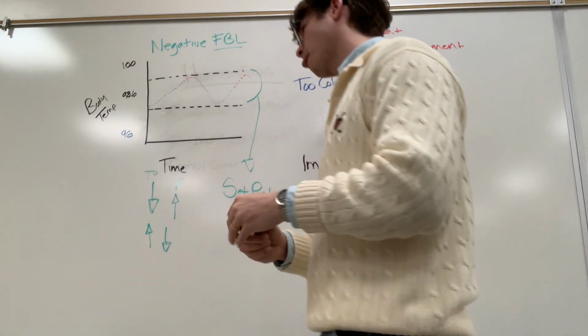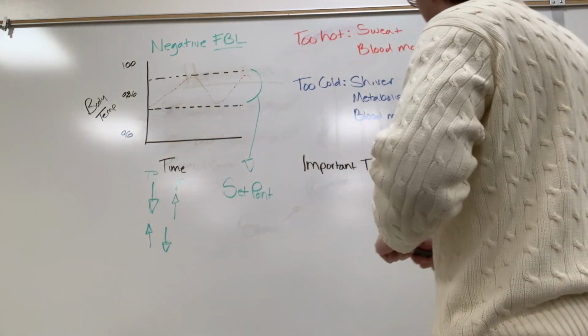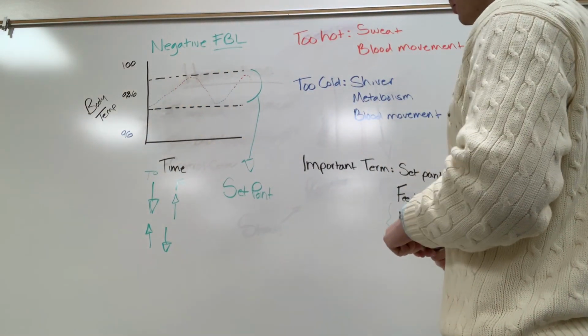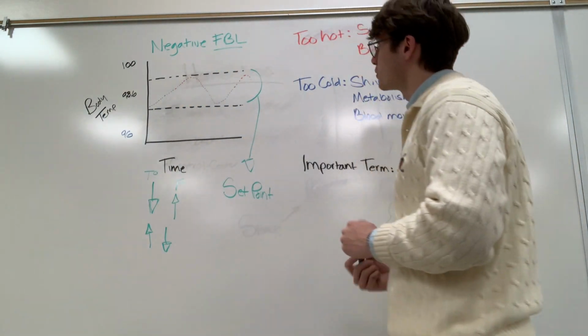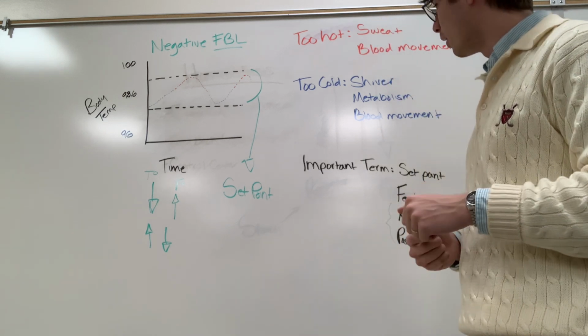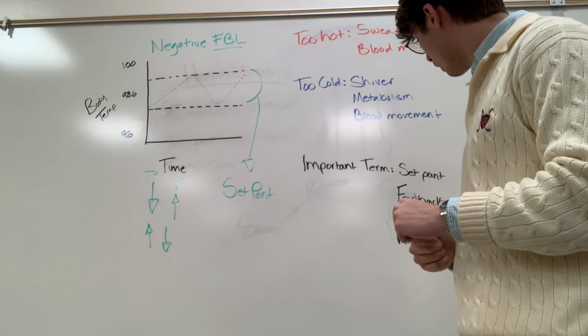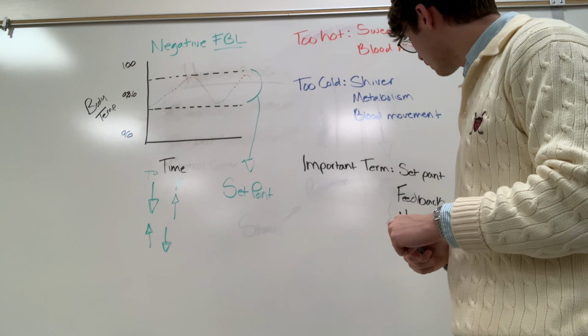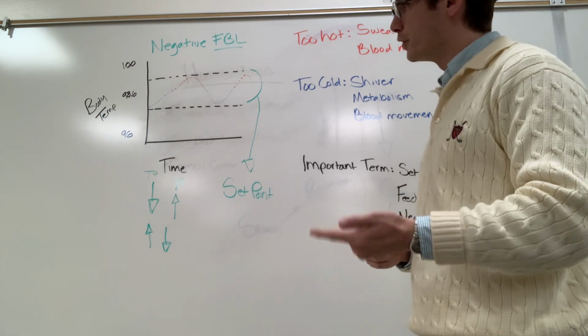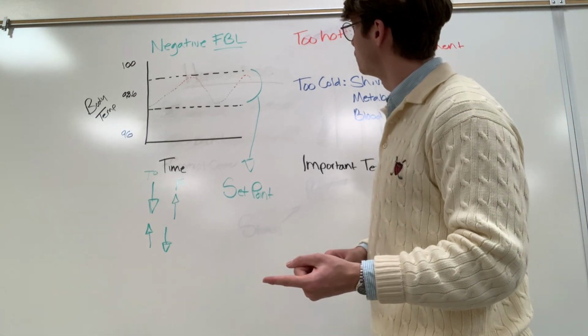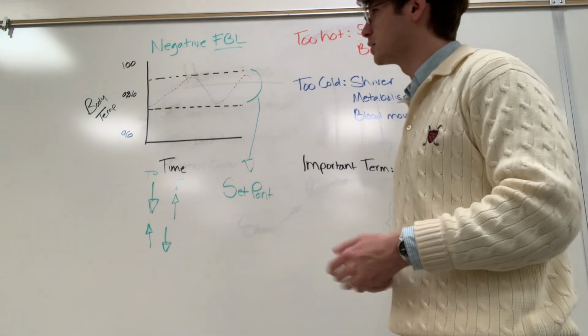Okay. So, yeah, we talked about set point. We talked about this negative feedback loop. Now, an important question is, what does the positive feedback loop do, and why is it necessary?